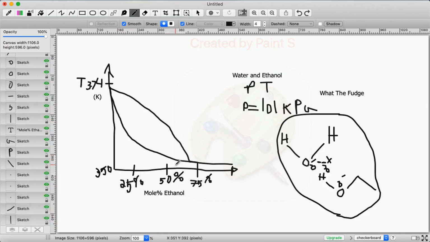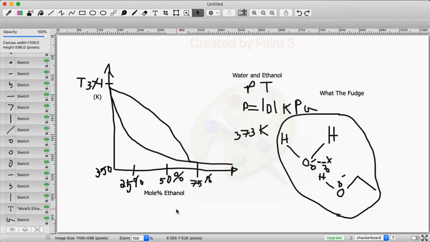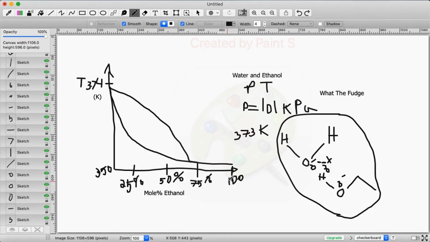So you can see at 101 kPa, we know that water boils at 100 Celsius. 100 Celsius, as we said, is 373 Kelvin. Well, let's look. 373 Kelvin is right here. What we can see is that this is the mole percent of ethanol. So when this is at 100, it's all ethanol. This is just ethanol. Over here, this is 0 mole percent of ethanol, which means everything has to be water.